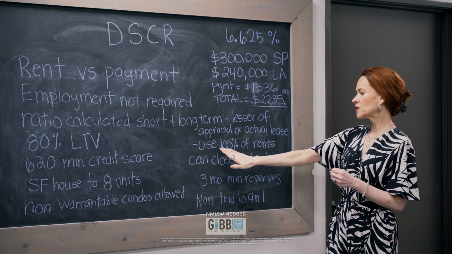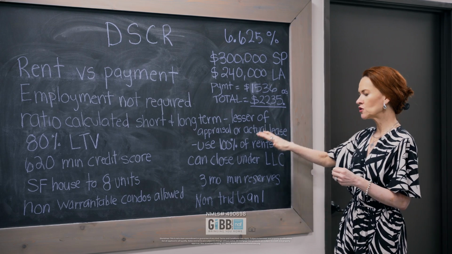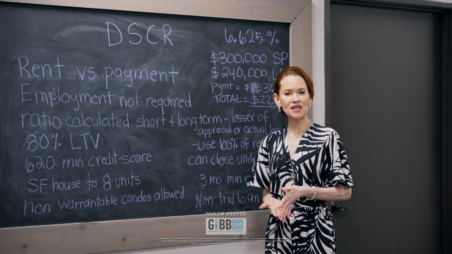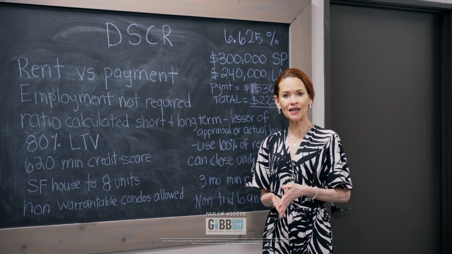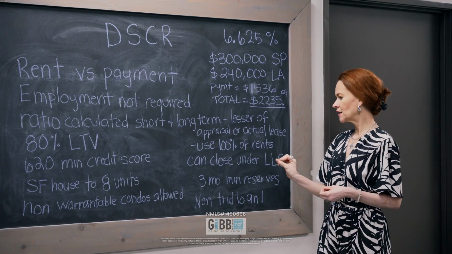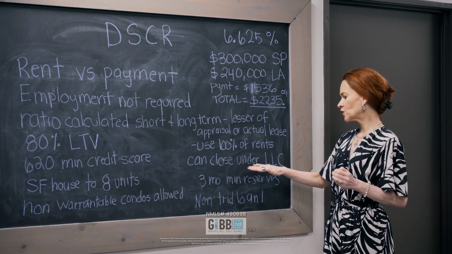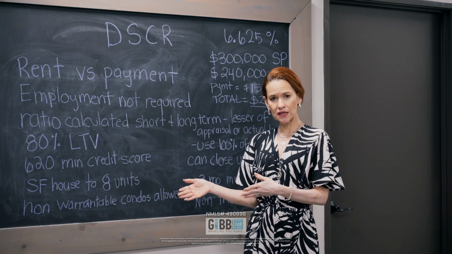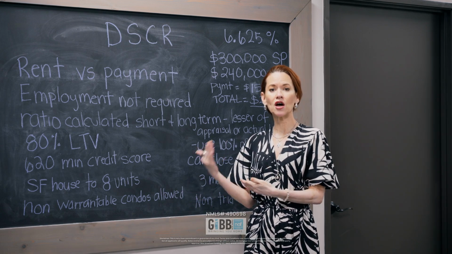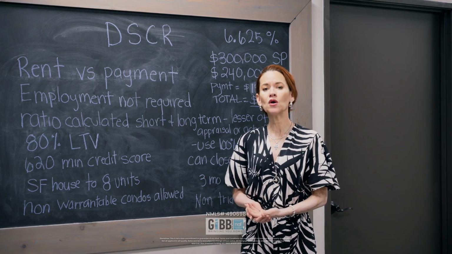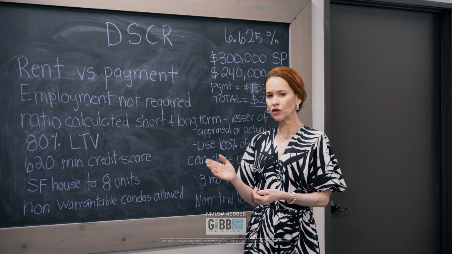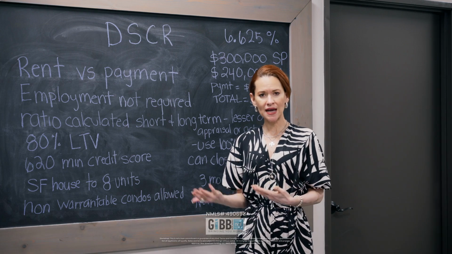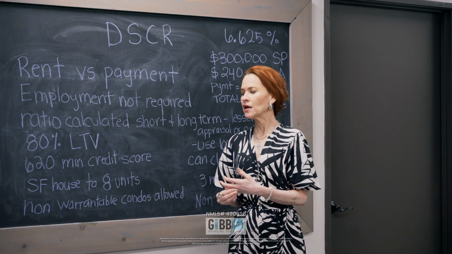Also wanted to let you know we use 100% of the rents on this calculation. So if you do an investment property on a conventional loan, we're only able to use 75% of that rental income to qualify. In these types of loans, we use 100% of that. You can also close these loans under an LLC. So if you are looking to invest, this may be your first home, but you're looking to invest in other homes and build that real estate portfolio, we would highly recommend for you to create an LLC so that it protects you, and it has certain protections legally.